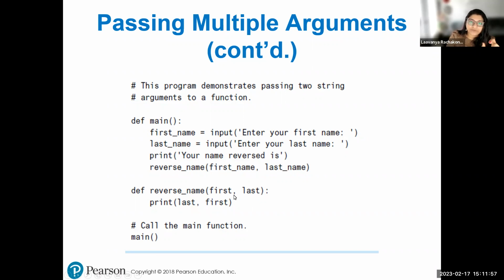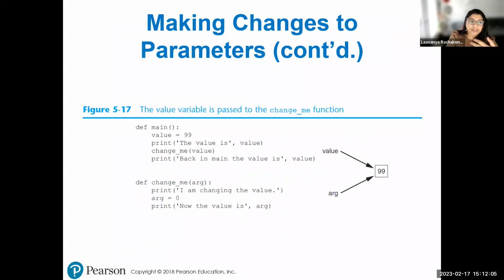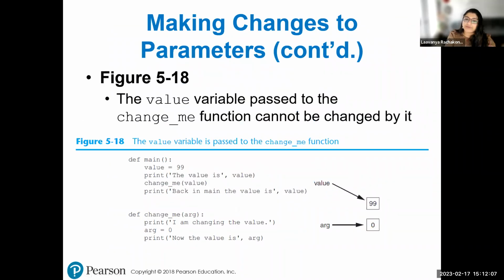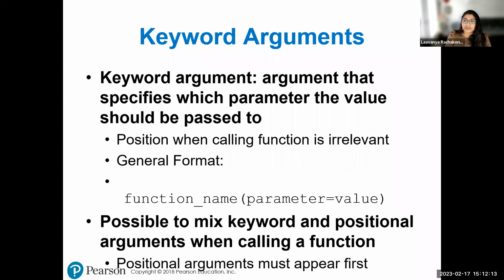But what if you want to define which parameter variable should take the values from these arguments? Defining to which variables the data should be passed is achieved by using keyword arguments. A keyword argument will specify which parameter the value should be passed to. So the position when calling the function is irrelevant. As you are already defining the argument and its parameter values, it really doesn't matter. We'll also take a look at an example.